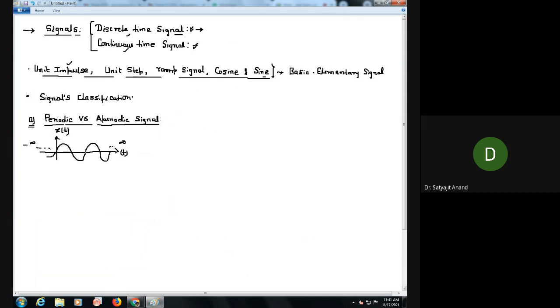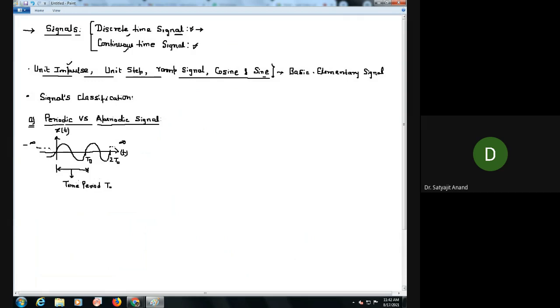Consider this is your time period. Time period means a period in which we have one complete full cycle. Next we have t naught, and so on and so forth. For this signal, we see that after this time, the signal repeats itself. So this is called your time period, or we can call it the fundamental time period. This is time period T naught.